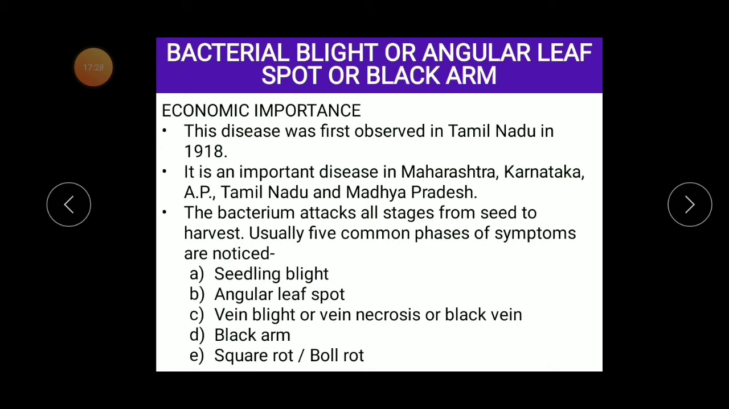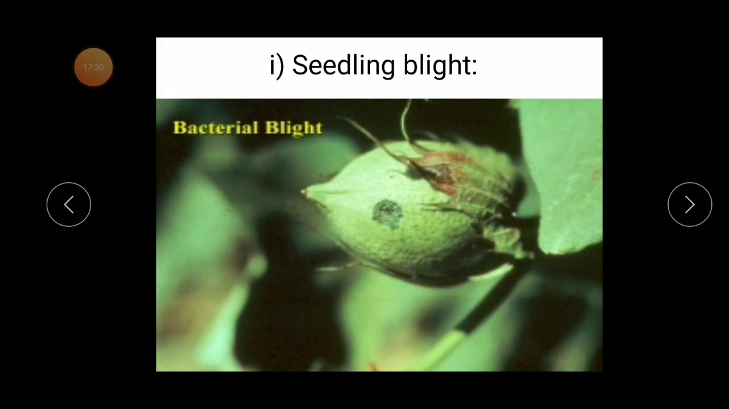First is seedling blight. As you can see in the image, small water soaked circular irregular lesions develop on the cotyledons, and the infection spreads to the stem through petioles and causes withering and death of the seedling. This is seedling blight.